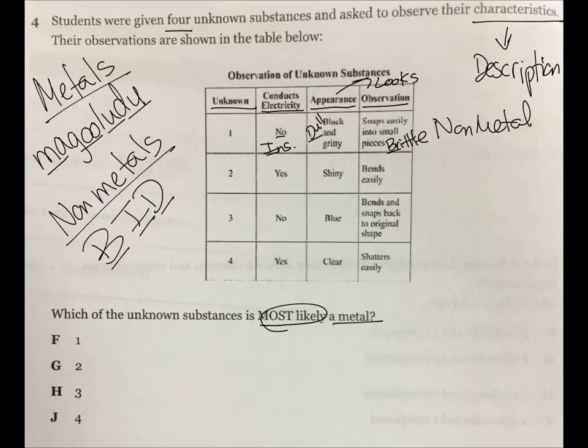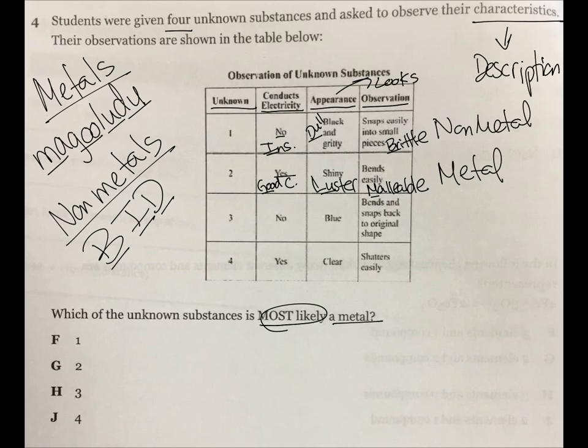Let's look at unknown substance 2. Does it conduct electricity? Yeah, it does. So that means it's a good conductor. Appearance, it's shiny. So that means it has a lot of luster or very little luster? A lot of luster, very good. And it bends easily. So if I hammer it, I can bend it and reshape it into different things. So where would you find that? Is that in Magoo-Doo or BID? Great job. It's in Magoo-Doo. So in this case, it's malleable. So all of these are found in Magoo-Doo. So this one is a metal.